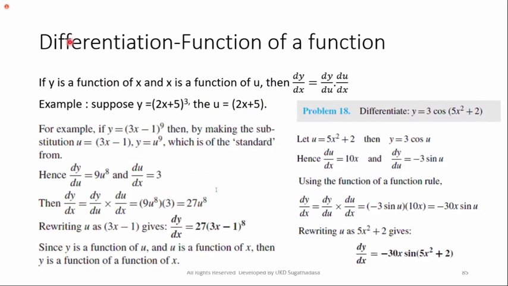This is a new lesson, right? Remember, we start the next lesson from slide 85. That's differentiation of a function of a function.